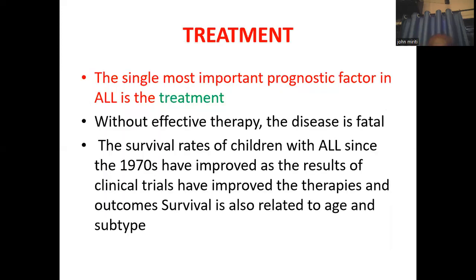So let us look at the treatment of acute lymphoid leukemia. The single most important prognostic factor is the treatment. Without effective therapy, the disease is fatal. The survival rate of children with acute lymphoid leukemia since the 1970s has improved as a result of clinical trials that have improved the therapies, and the outcome is also related to age and phenotype.